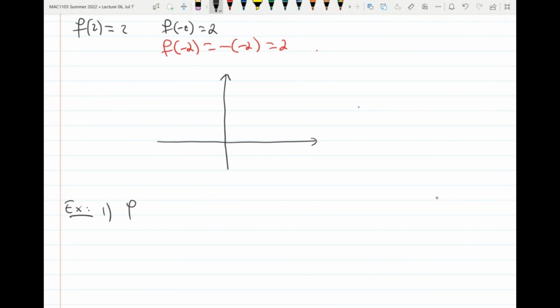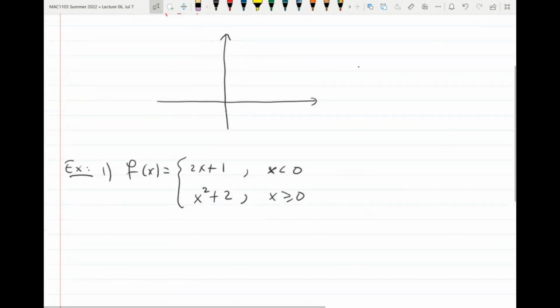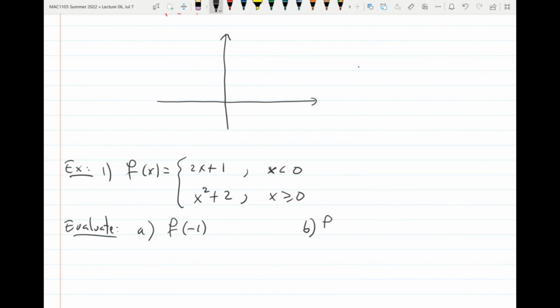So first, let's look at the function f of x equals 2x plus 1 if x is less than 0, and x squared plus 2 if x is greater than or equal to 0. And then we want to evaluate the function. Let's find f of -1. Let's find f of 1. And we find f of 0.